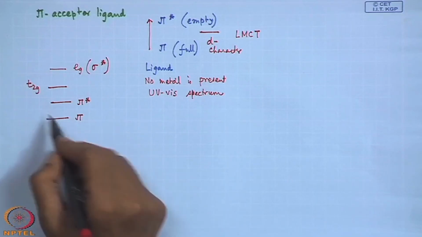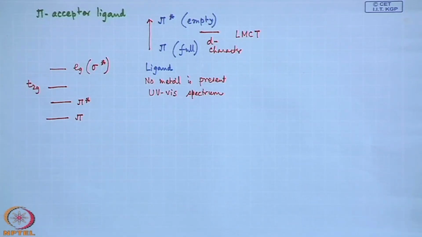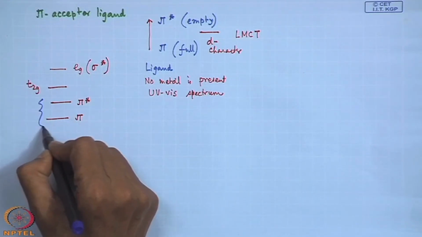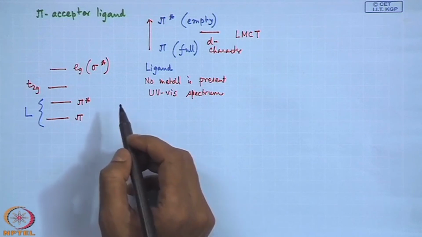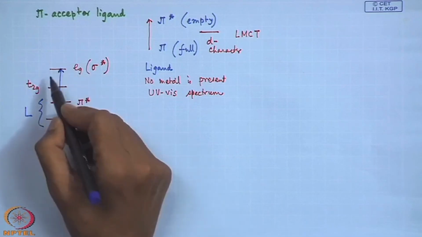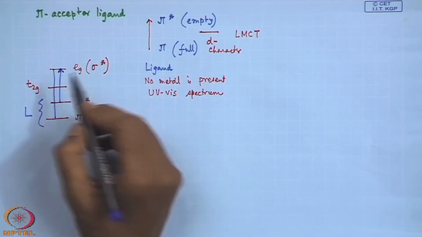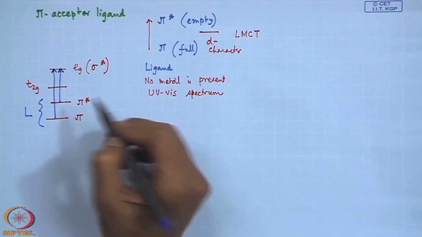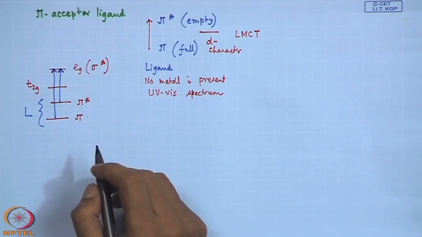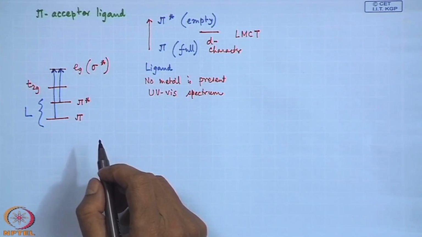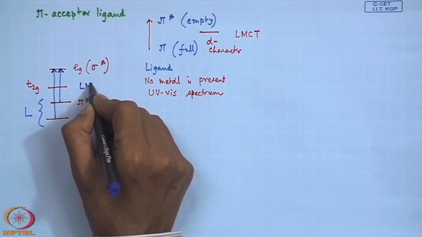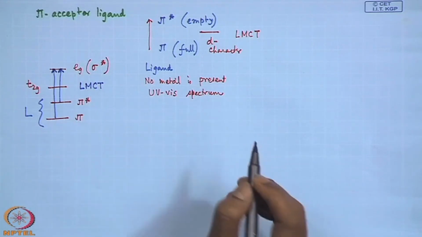So, if both of them are full, that means if the pi level as well as pi star level of the ligand is full, we can have the electronic charge transfer from this level to this level or this level to the Eg level. So, this basically gives us the corresponding transitions which would be of LMCT type.